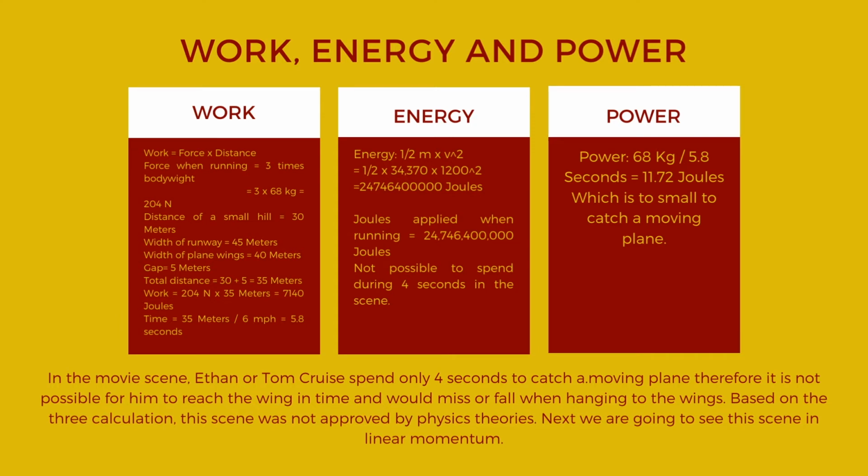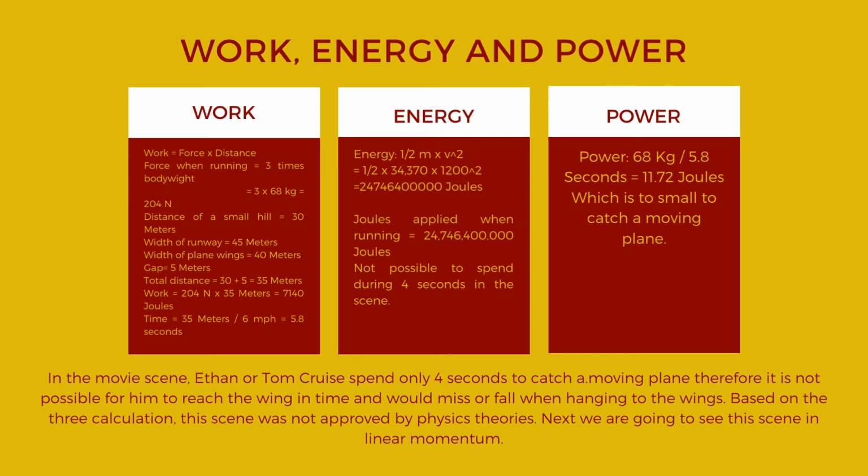Moving on to work, energy, and power. Here I calculate each of the work, energy, and power. So start with the work. Work equals force times distance. Force when you run is 3 times your body weight. As you saw before on the information table, Ethan's, or Tom Cruise's, weight is 68 kilos times 3, equals 204 newtons. The distance of a small hill is 30 meters and the width of the runway is 45 meters.